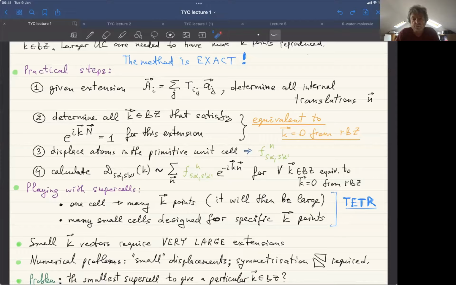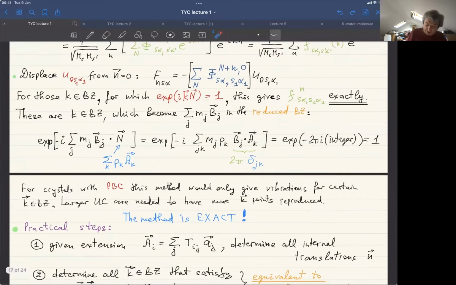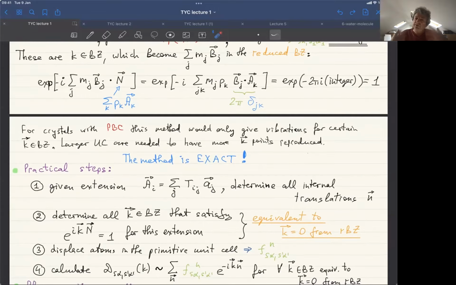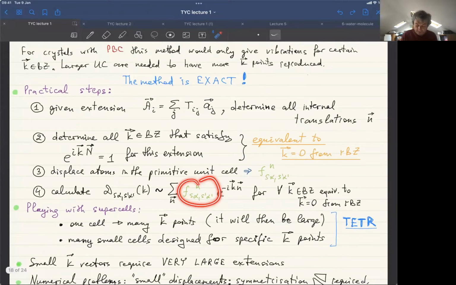Then you can determine which k points actually can be reproduced by that particular extension. So basically what you need to do is solve this equation with respect to the k points. This can be done, and you can determine these 8 k points for which that method actually works. And then you have to shift atoms in a particular way to obtain the forces, and from the forces you can obtain the force constant. The force constant is this little f, and by performing this sum, you will obtain the dynamical matrix.